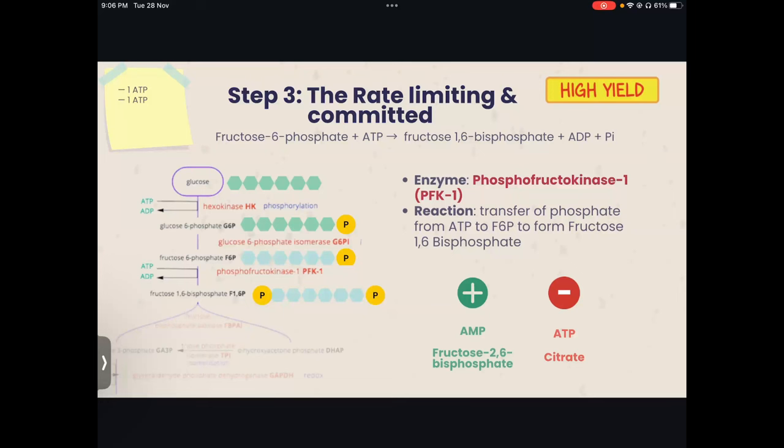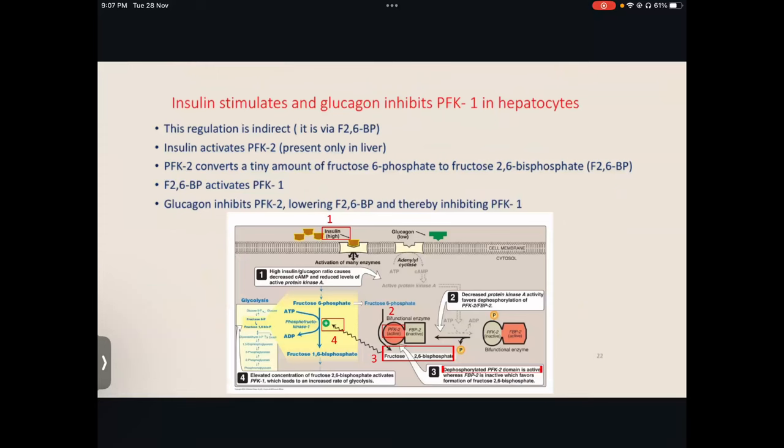While fructose 2,6-bisphosphate is very, very important, we're going to talk about it in a second, but the inhibitors are ATP and citrate. Now, fructose 2,6-bisphosphate sounds very similar to fructose 1,6-bisphosphate, but it's different in that the phosphate is at a different position. And it's important to note that these two are very different. They have very different roles. So let's talk about fructose 2,6-bisphosphate.